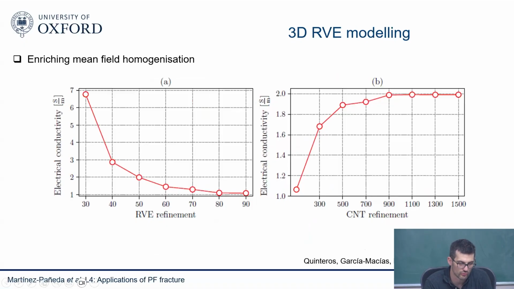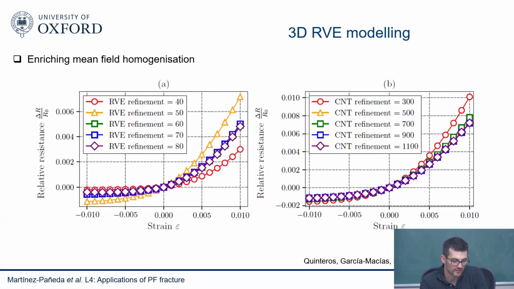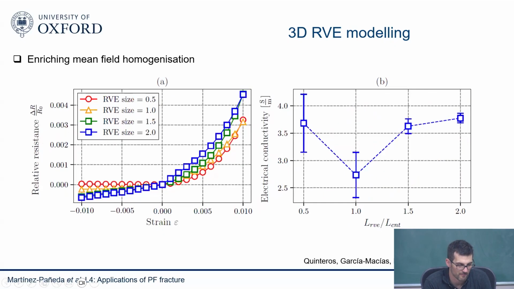Then this allows you to first make sure that the size of the RVE is rigorous. So we check the electrical conductivity and we refine the RVE to make sure that you are getting some sort of convergence. This is also electrical conductivity with carbon nanotube refinement. Then we get the variation in electroresistance with strain, and again we keep refining until we see a converged solution. And the same for the RVE and for the carbon nanotube. So we just need to make sure that the RVE is big enough, basically.